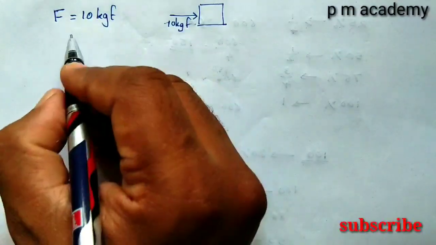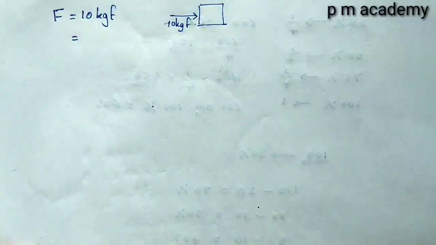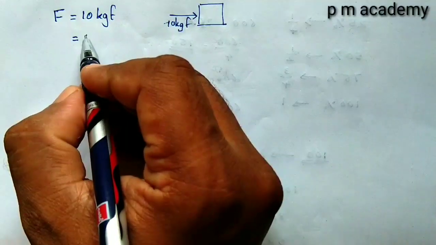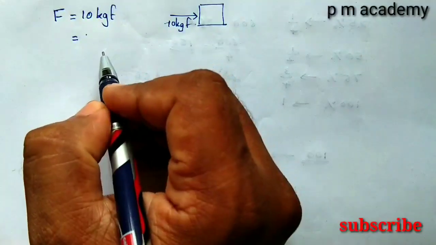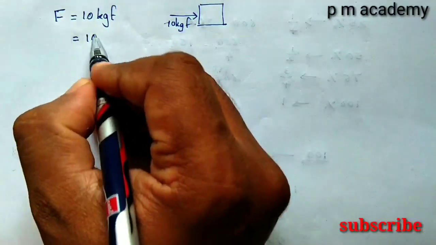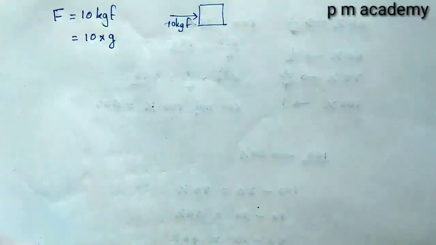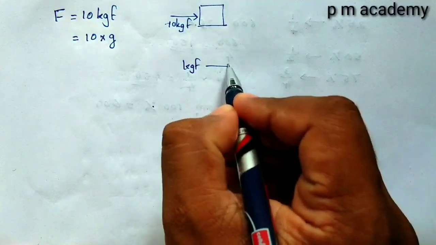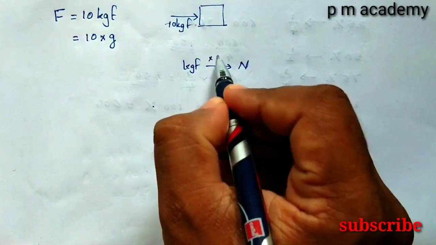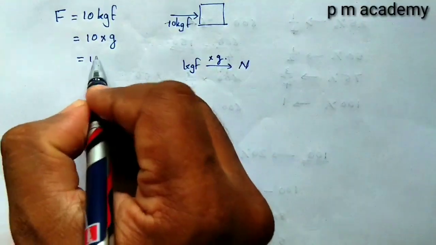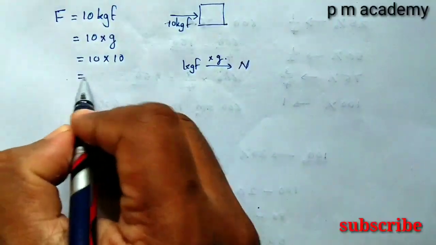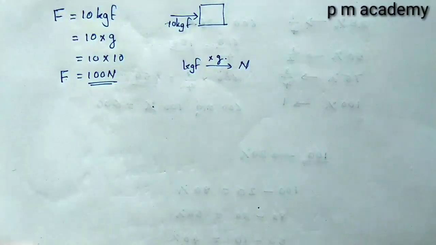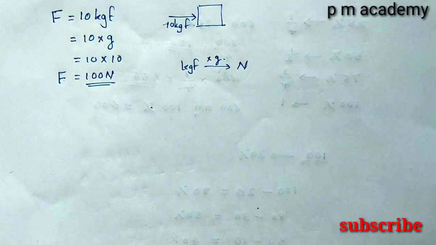Force is in kgf. Therefore, you have to convert it into SI unit. SI unit of force is Newton. To convert kgf into Newton, you have to multiply with the G. Remember that to convert kgf to Newton, multiply with the G. Here the value of G is given as 10. Therefore, it is 100 Newton. The force acting on the body is 100 Newton.